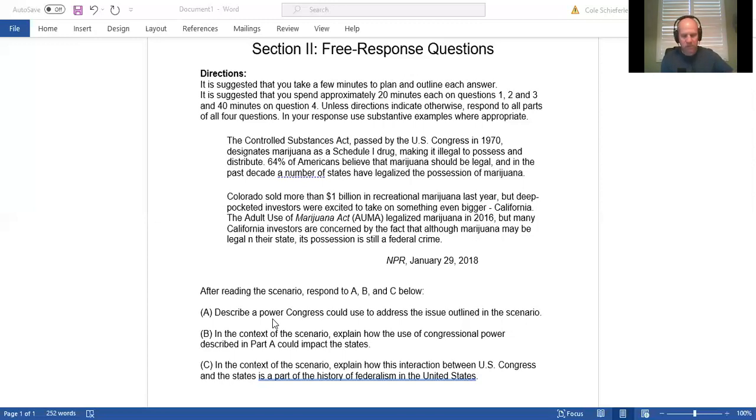Okay, so let's go on to the last one where it says, in the context of the scenario, explain how this interaction between U.S. Congress and the states is a part of the history of federalism in the United States. So, for those of you that have been paying attention all year long, you know that the first thing that you should do in this part of the answer is what? What would it be? And that's correct.